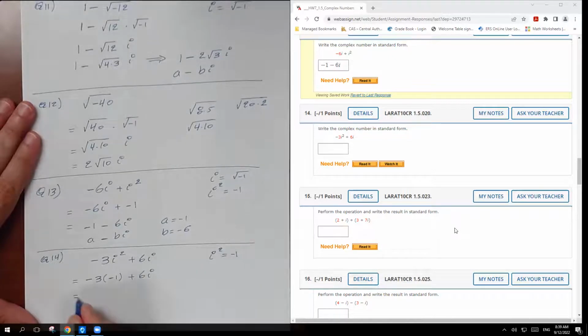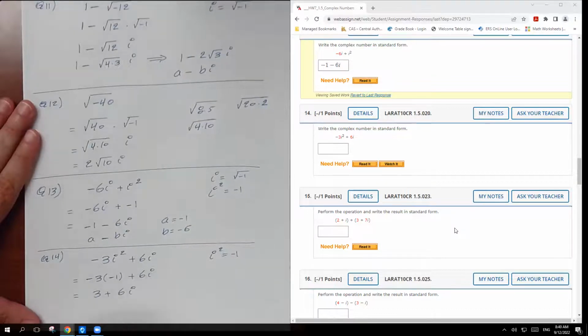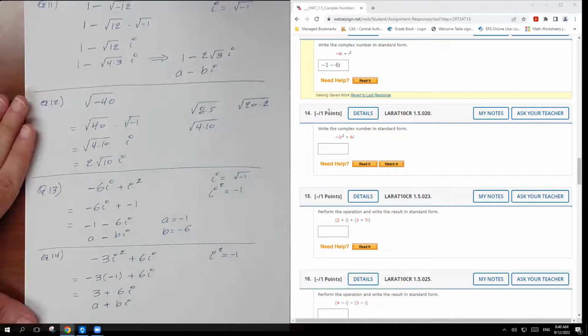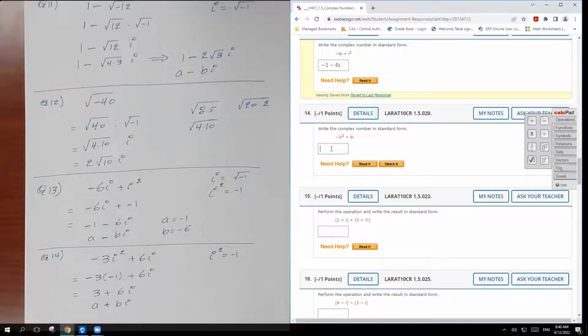In this case, -3 times -1 is going to be 3 plus 6i. So this is a plus bi. So this is in standard form. So I'm just going to type here 3 plus 6i. That's it for this question.